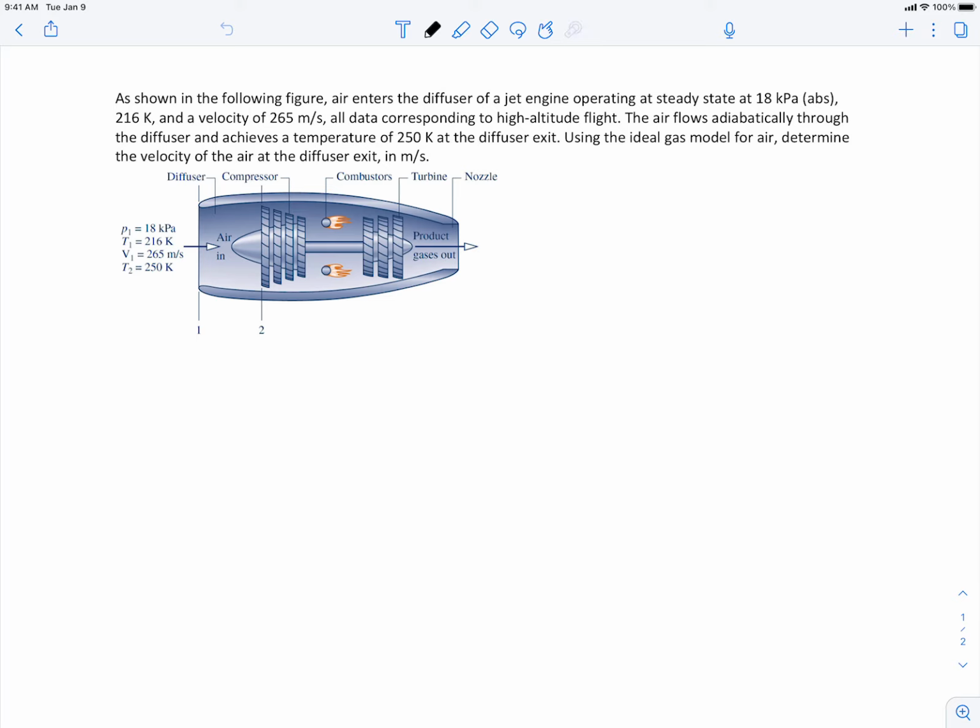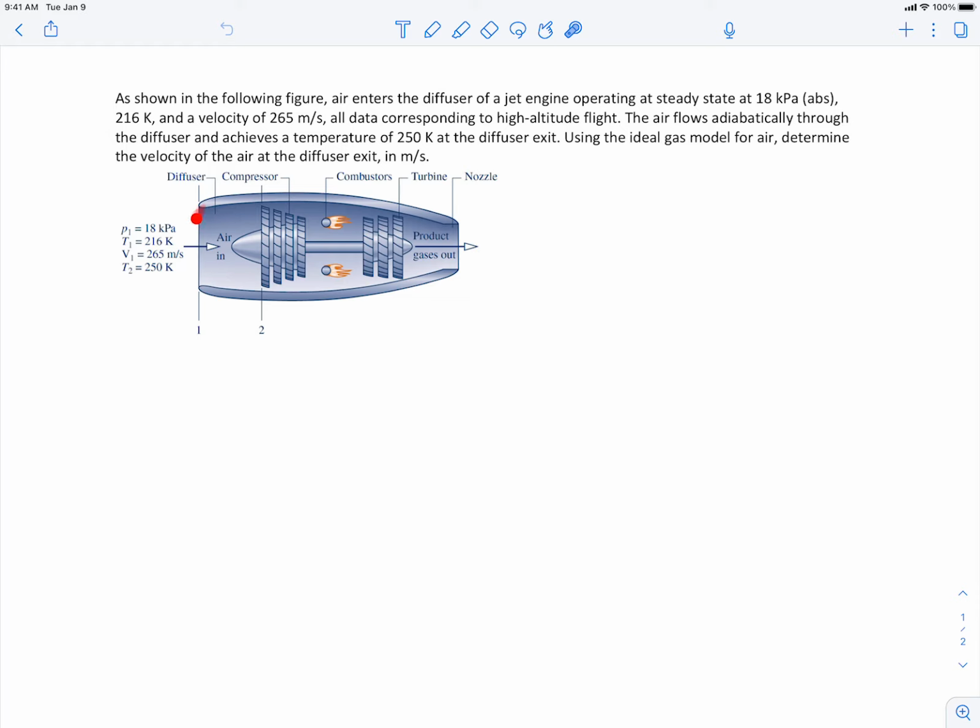Here we're told that we have air entering the diffuser of a jet engine, so the diffuser is right at the inlet here. And the jet engine's operating at steady state at a given pressure, temperature, and velocity, all at the inlet here. All that information is given. And the air flows adiabatically through the diffuser and achieves a temperature of 250 K at the diffuser exit.